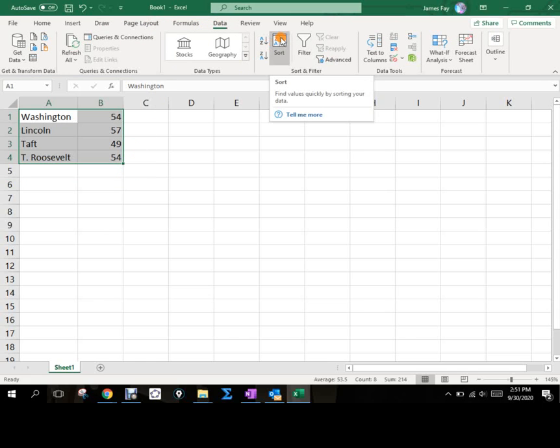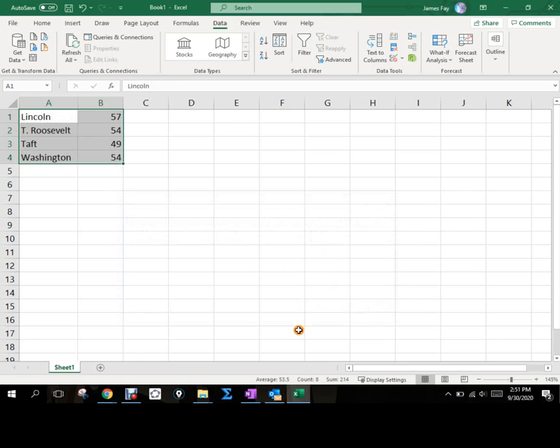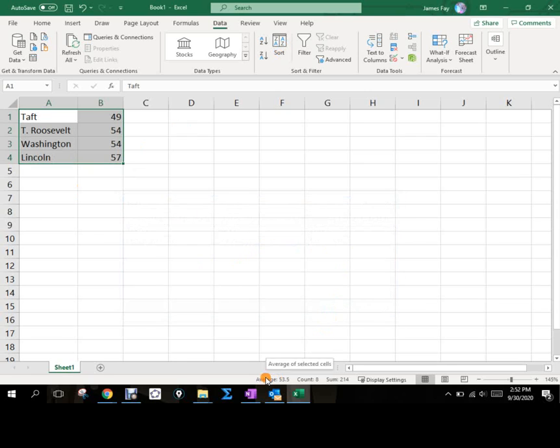If I click on sort, it's going to give me options on how I want to sort. So I want to sort by column A, order A to Z, and hit OK. And you see how it moved everything alphabetical for me? I can click on sort, and let's say I want column B, cell values, smallest to largest. See how it put everything smallest to largest for me? So it attaches those two, and those two, and then I can sort and move things around, and they move together.